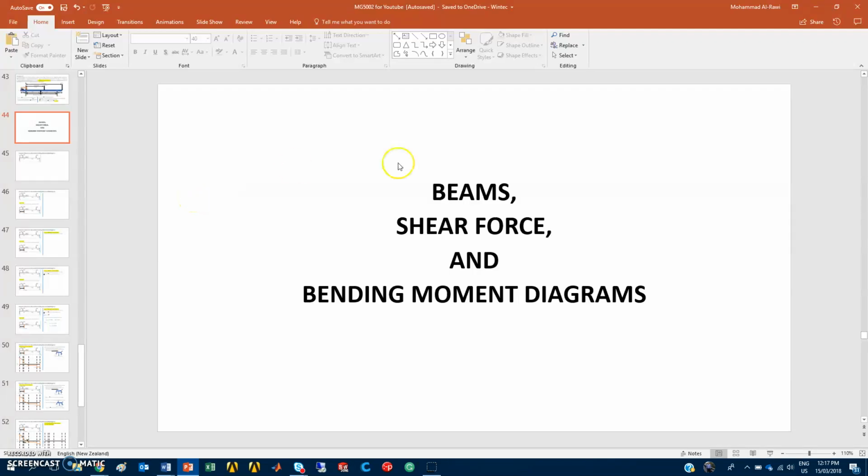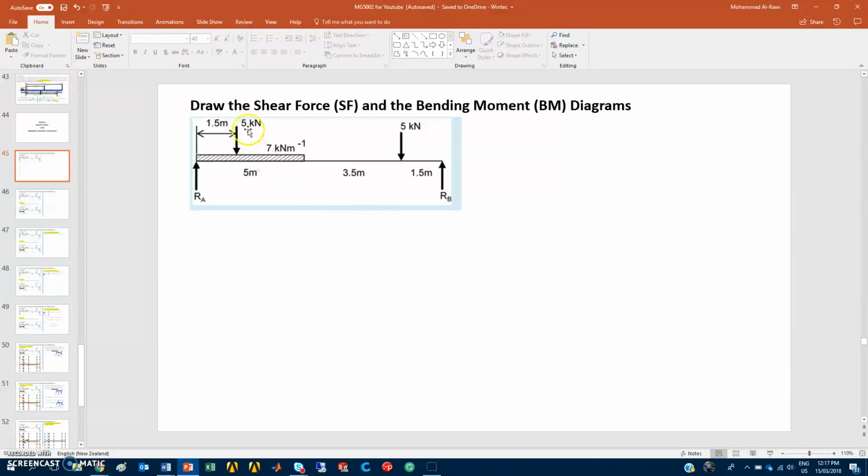Hi again. We'll try to solve this question from the topic beams, shear force, and bending moment diagrams. The question is one of the questions from your quizzes. Draw the shear force (SF) and bending moment (BM) diagrams for this application.